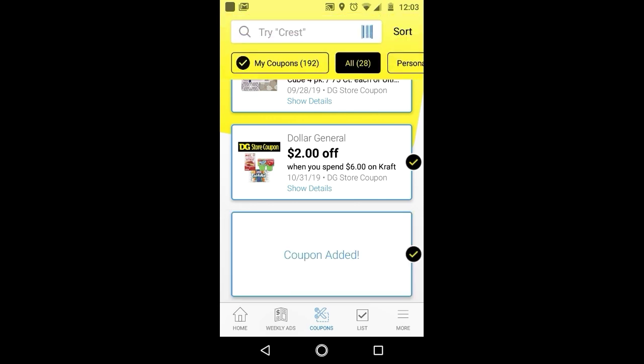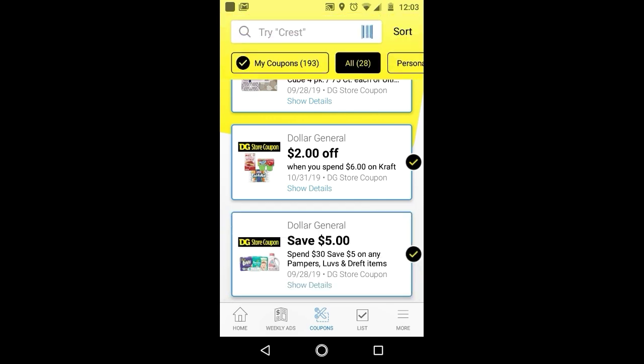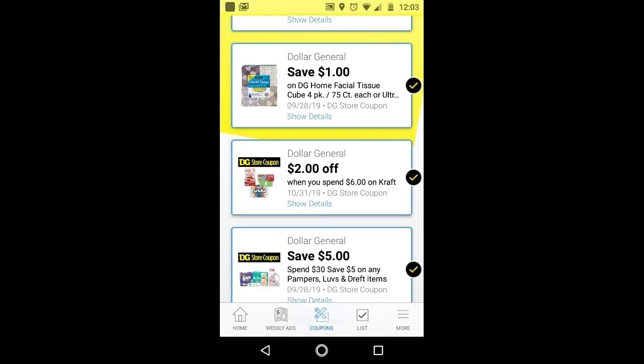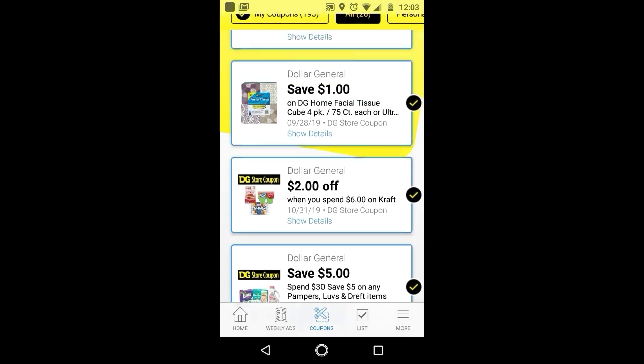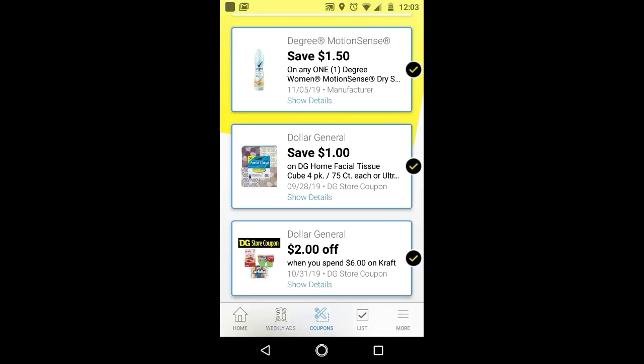And this one, $5 off, I think these are baby products. So you could combine the baby products with this digital. The baby product manufacturers like Pampers, Luvs, and Huggies, and then you could combine it with this $5 off $30 because this is a DG store coupon. Anything that has a DG store coupon banner on a coupon, that is a store coupon.